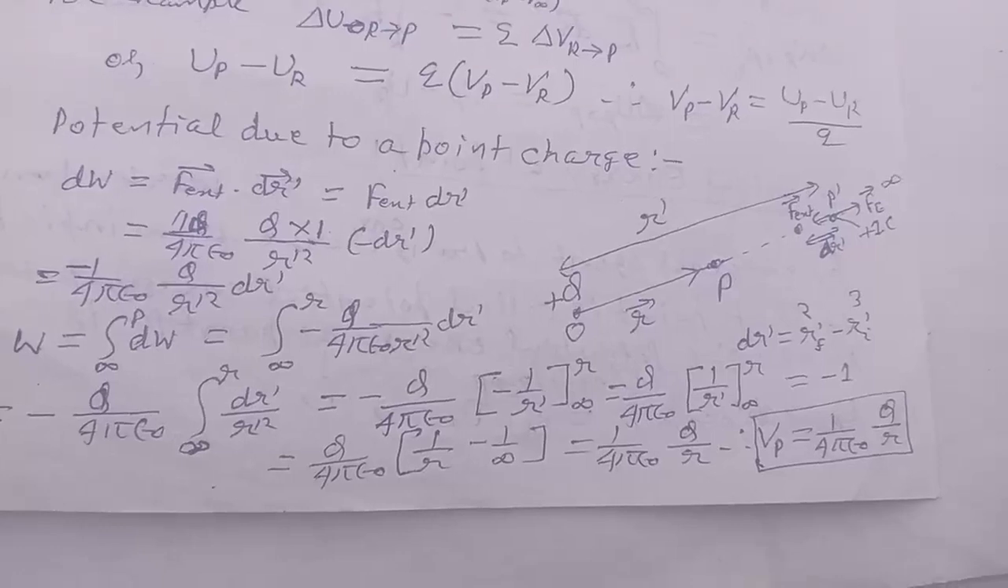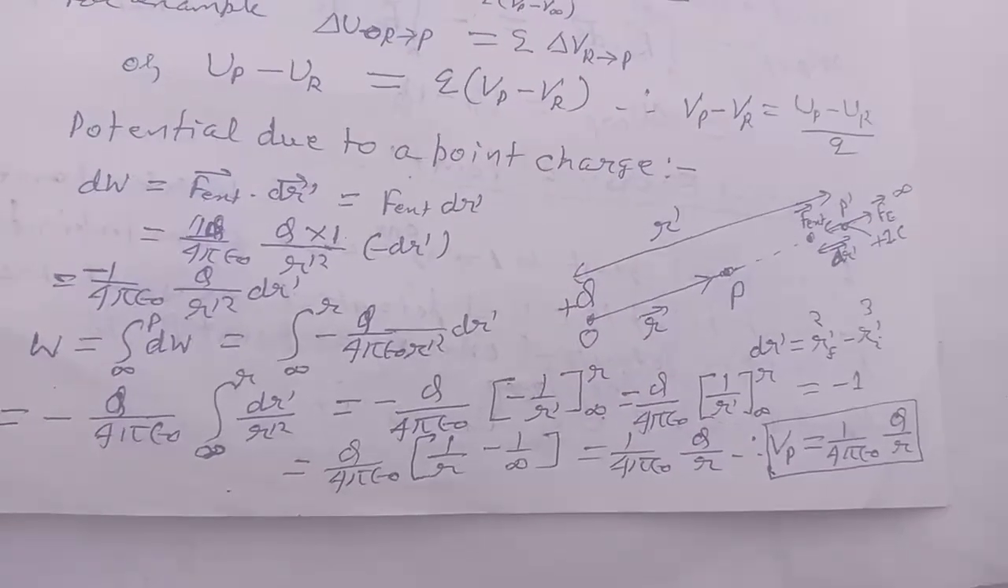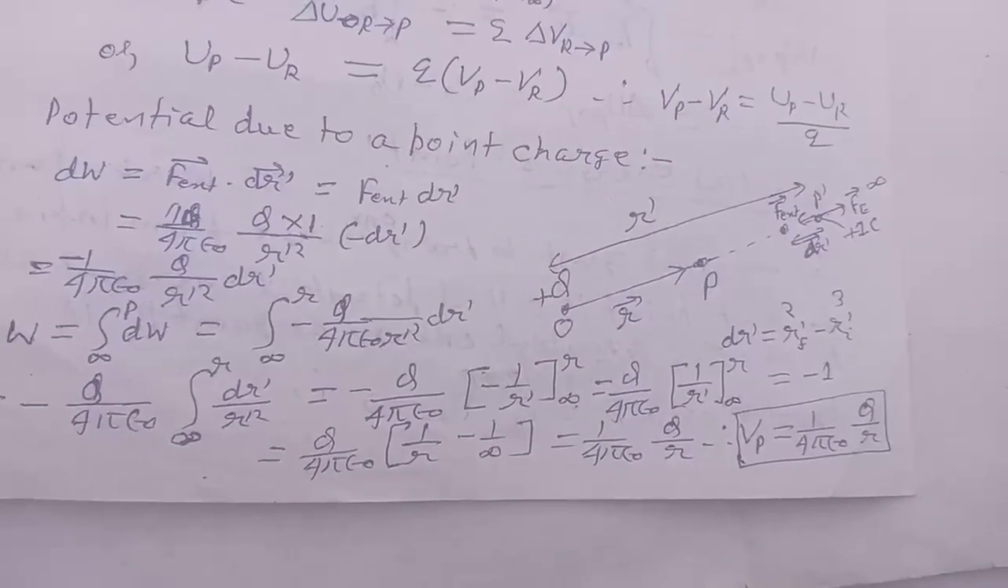That is, the potential at a distance r due to charge Q is given by Vp equals 1 by 4 pi epsilon naught Q by r.